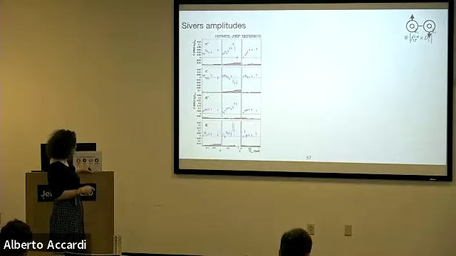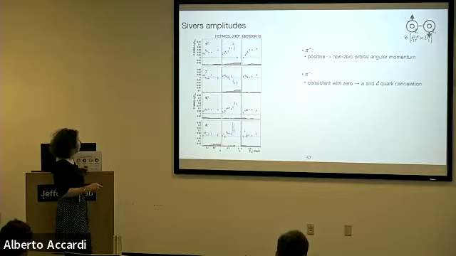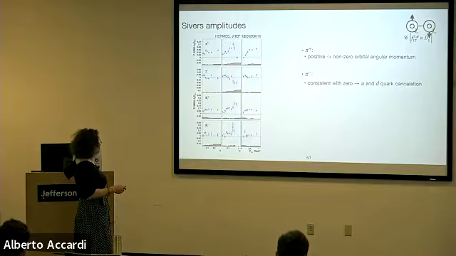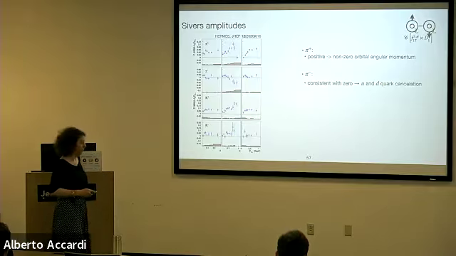So here we get the results. Again, the same configuration for pi plus, pi minus, K plus, and K minus, as a function of x, z, and P perp. And what we see now is that we get a positive value for pi plus and something consistent with 0 for pi minus.